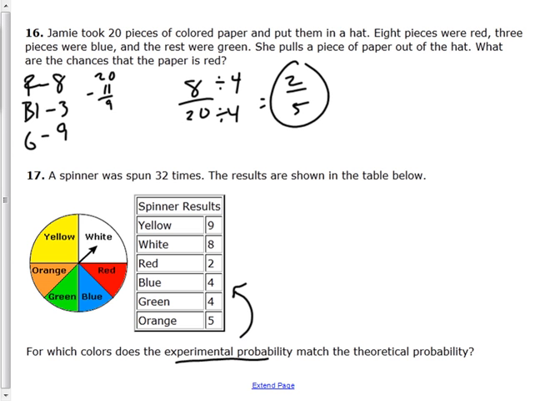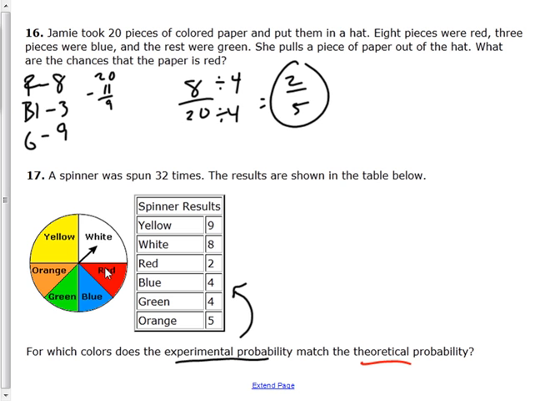Okay, but we want to know what is the theoretical probability. All right, so I see that white is like a 1/4 section. Yellow is also 1/4, and then I see that red, blue, green, and orange are 1/8 size sections. So we're going to need to figure out the probability of each thing happening here.